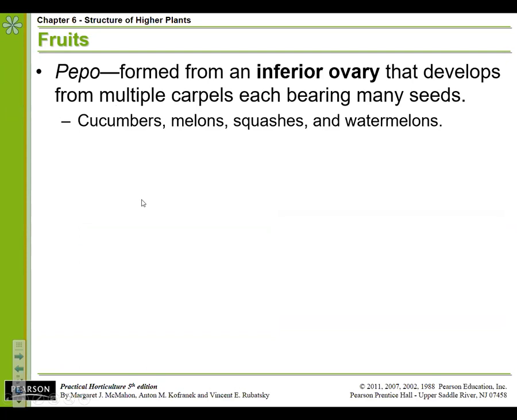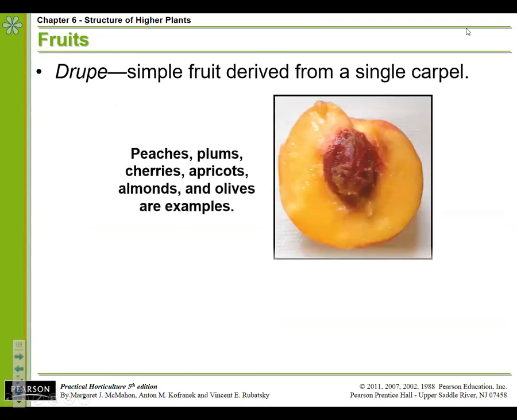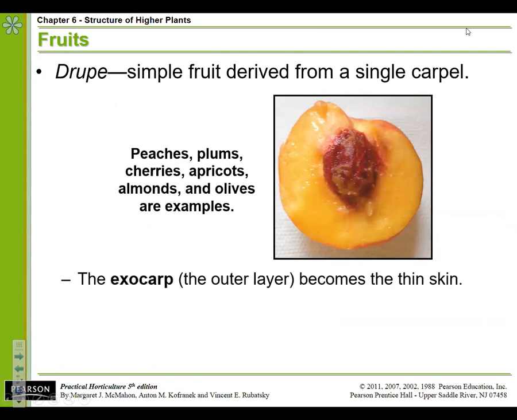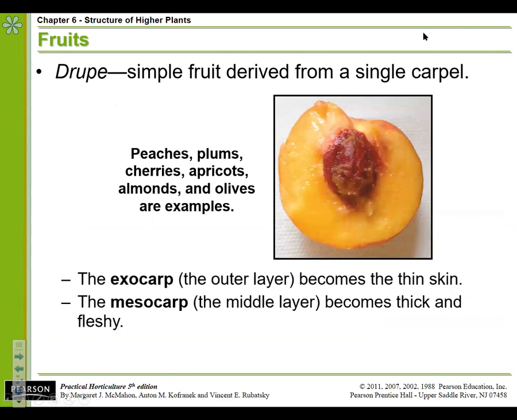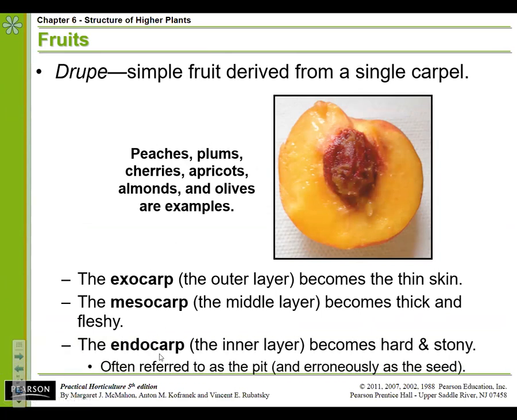A pepo is a fruit that is formed from an inferior ovary that develops from multiple carpels, and each of them has many seeds in them. So cucumbers, melons, squashes, they're all pepos. A drupe is a simple fruit that only comes from a single carpel, so it only has a single seed in it. So peaches, plums, cherries, apricots, almonds, and olives are examples of drupes, because they have one single seed from one single carpel.